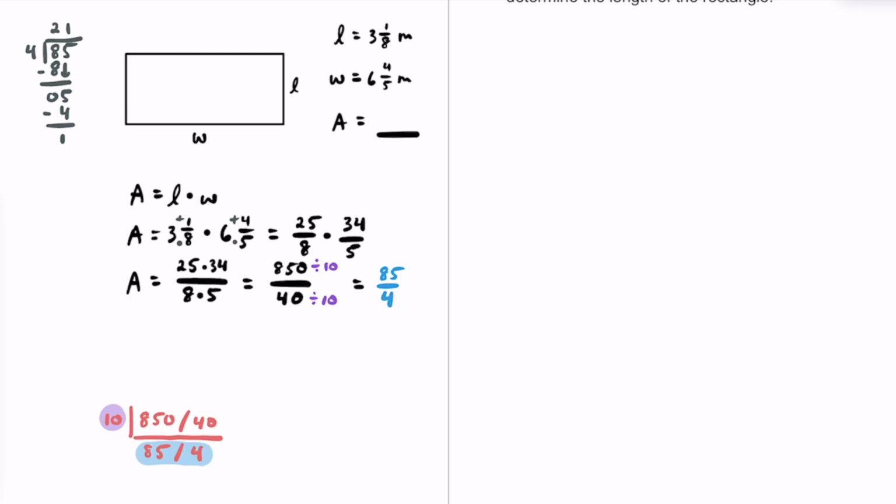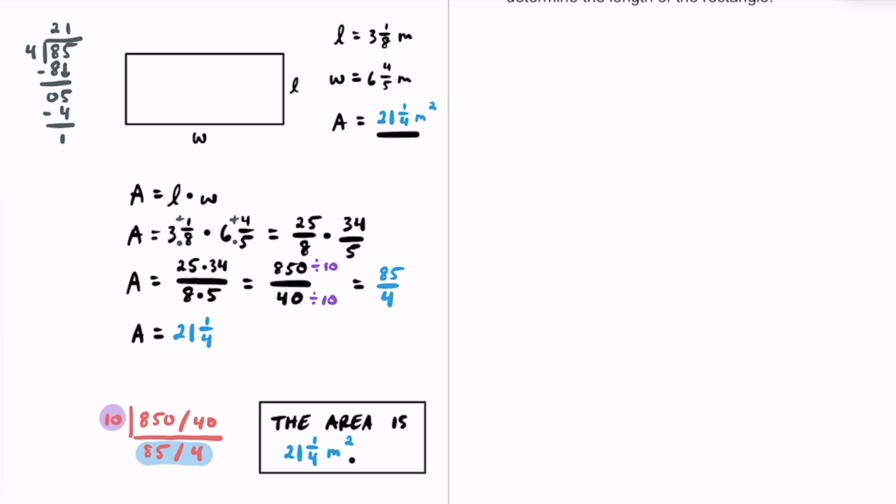So you could also rewrite this as a mixed number. We could say the area is going to be 21 and 1/4. Putting our answer over here, this is going to be 21 and 1/4 meters squared. That would be the area of this rectangle.